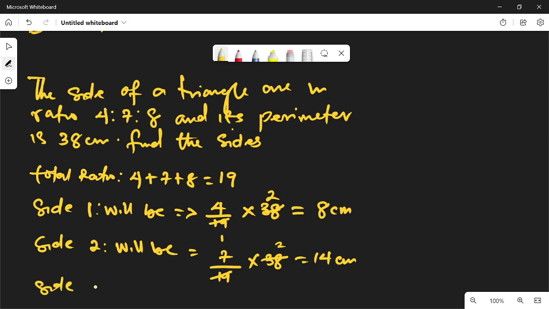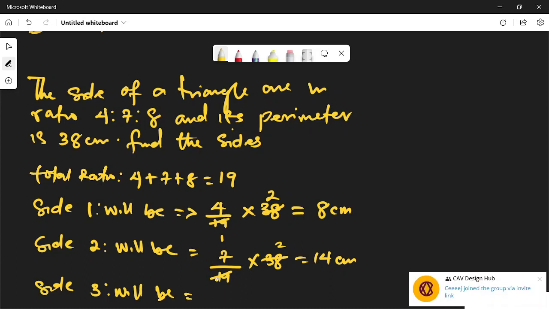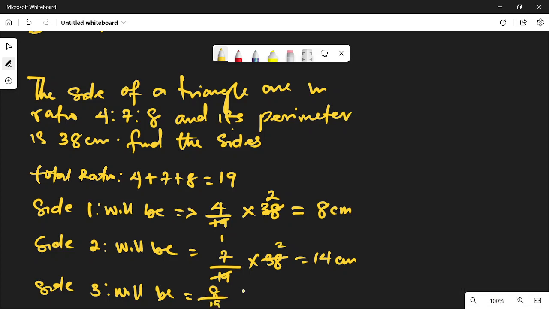Then we have that side 3 will be 8 over 19 multiplied by 38. So that will give us 16 centimeters. And you just see that when you add 8 centimeters, 14 centimeters, and 16 centimeters together, then you have the perimeter of the triangle. Is that taken now? Okay, so let's move on to the aspect of percentage.